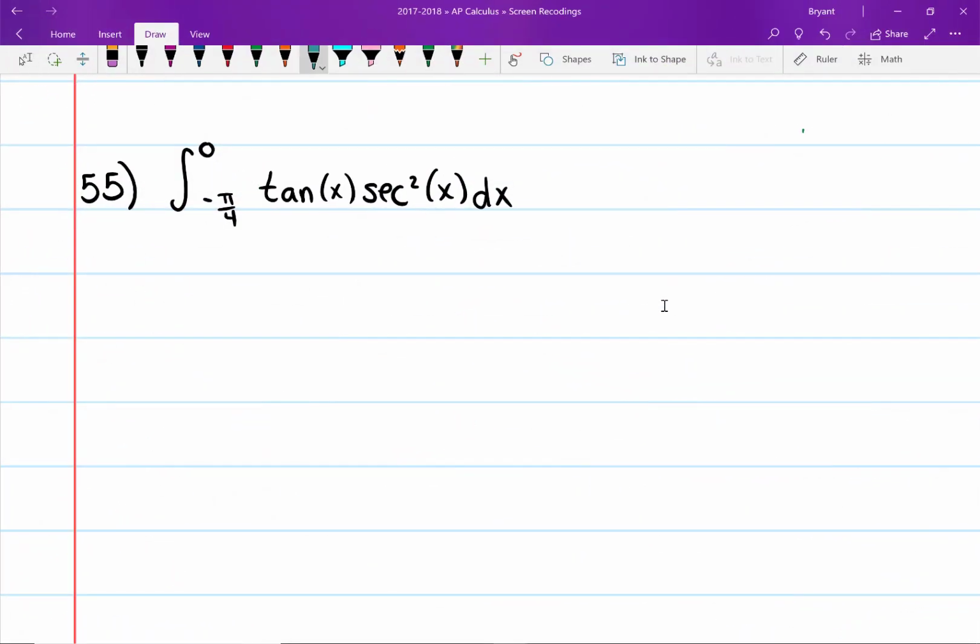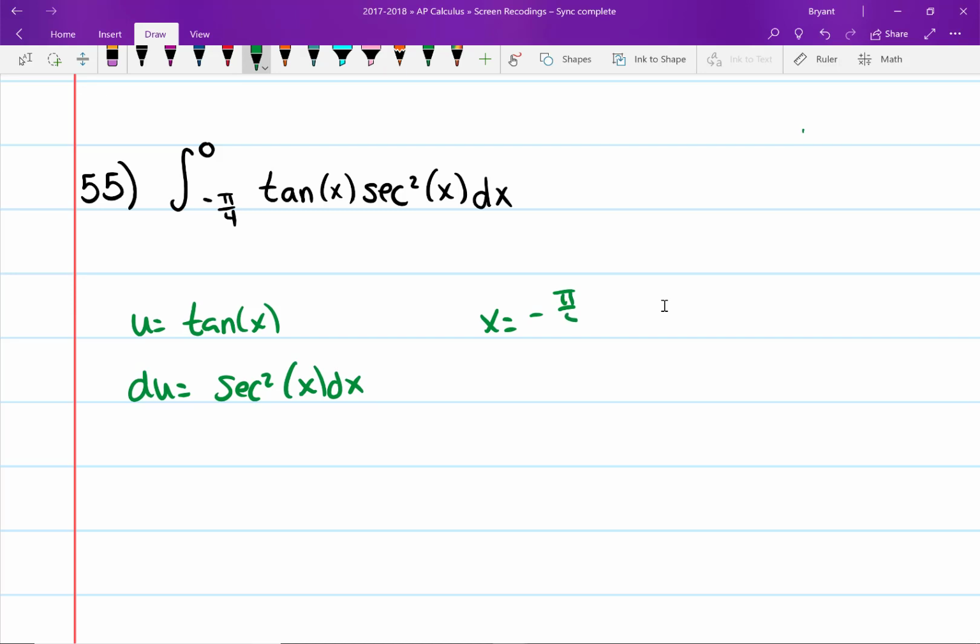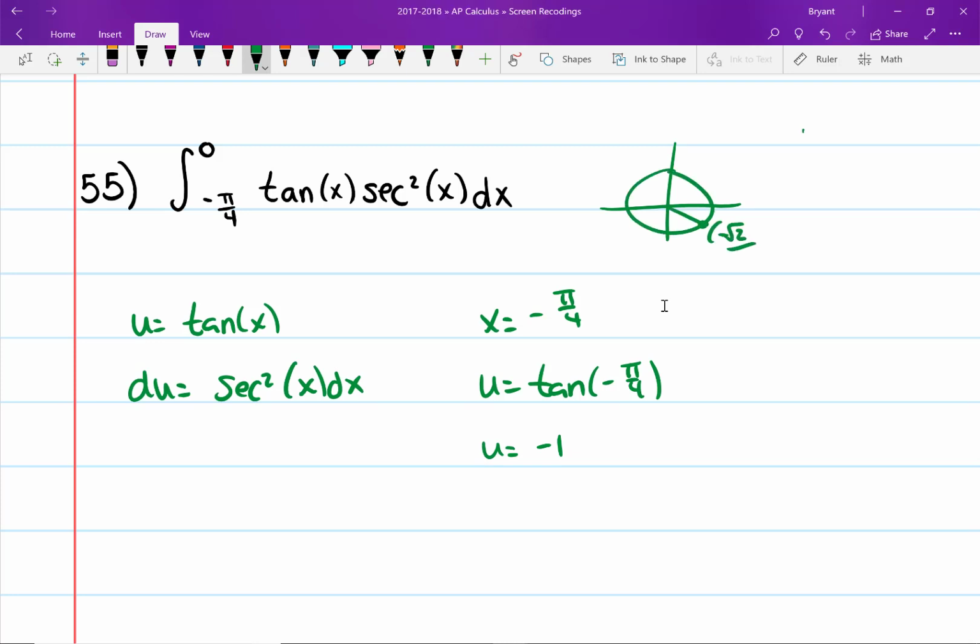Alright, so we have the integral from negative pi over 4 to 0 of tangent of x secant squared of x. So I'm going to let u equal tangent of x. So du is going to be secant squared x dx. So if x is equal to negative pi over 4, we get u is equal to tangent of negative pi over 4. So then u is going to be equal to negative 1. You can figure that out by looking at the unit circle. That's right here when negative pi over 4 gives you these x and y values.